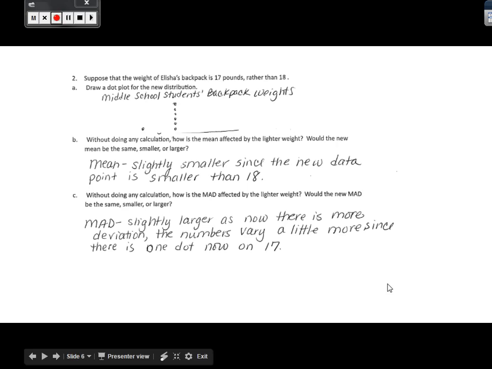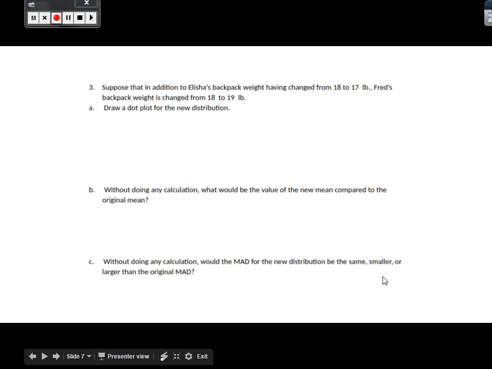Here are some notes to help you review your answers for number 2. Number 3. Suppose that in addition to Alicia's backpack weight having changed from 18 to 17 pounds, Fred's backpack weight is changed from 18 to 19 pounds. Part A. Draw a dot plot for the new distribution. Part B. Without doing any calculation, what would be the value of the new mean compared to the original mean? Part C. Without doing any calculation, would the MAD for the new distribution be the same, smaller, or larger than the original MAD?